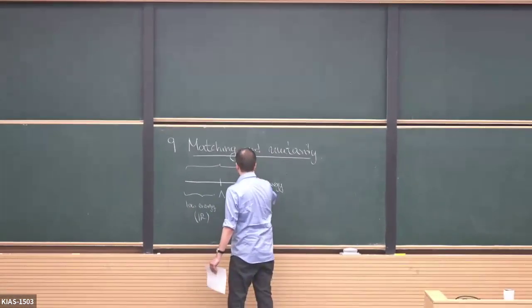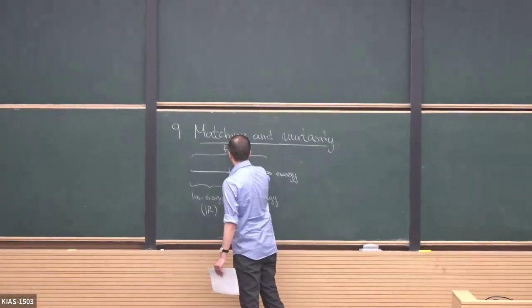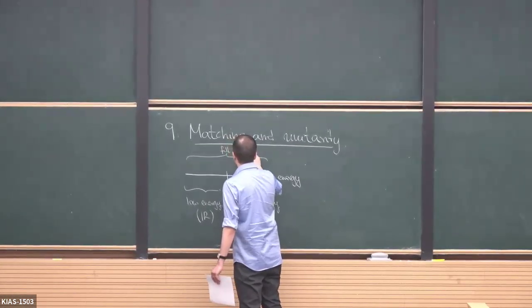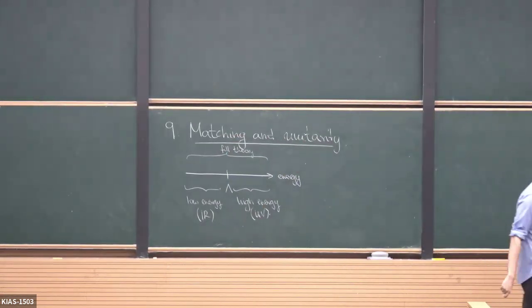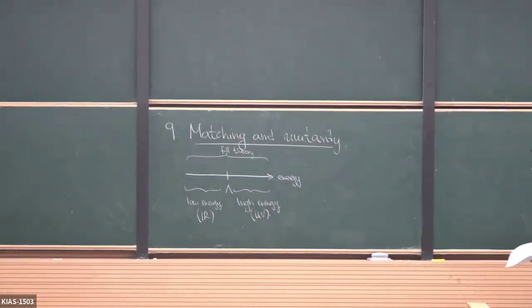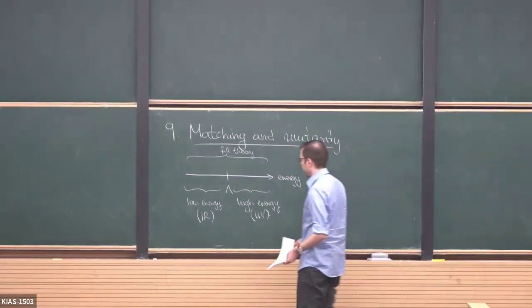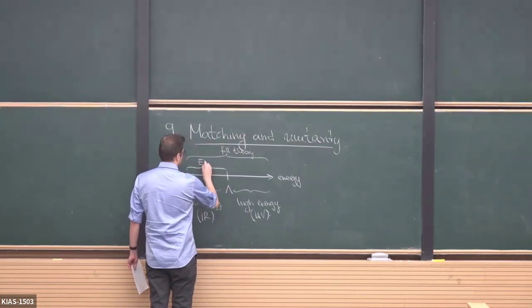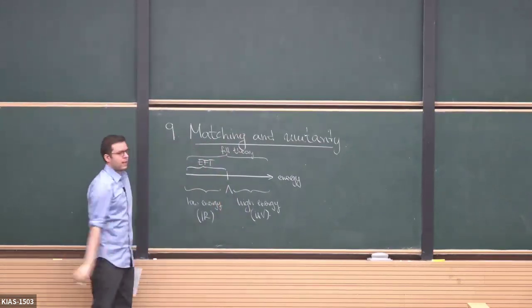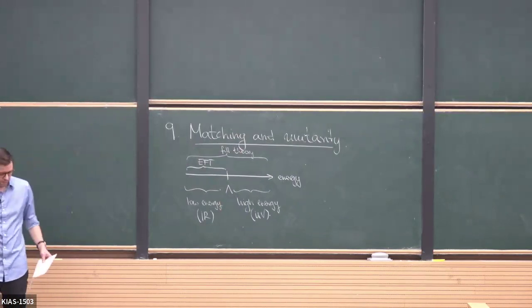Okay, so let's imagine that we have a full theory. What a full theory means is that we have a theory that we know across all energy scales.